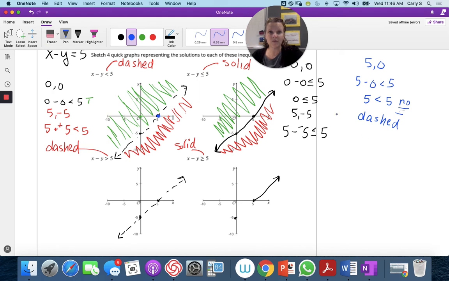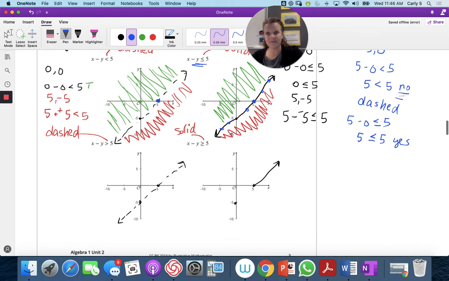Now if we do this equation, 5 minus 0 is less than or equal to 5. Is 5 less than or equal to 5? Yes. And that's why we have this as a solid line. That means every ordered pair on this solid line is a solution to the equation.